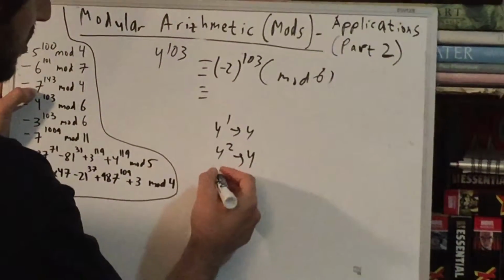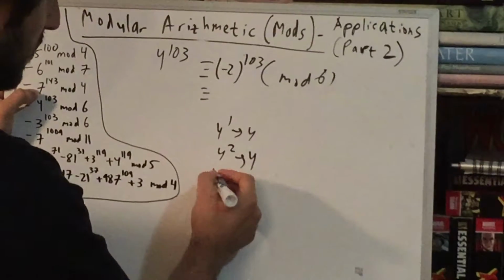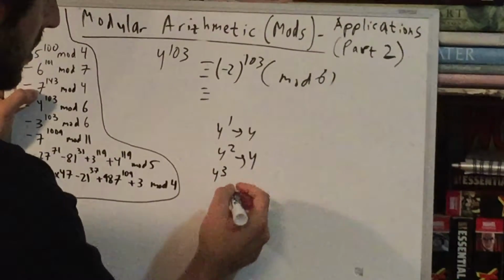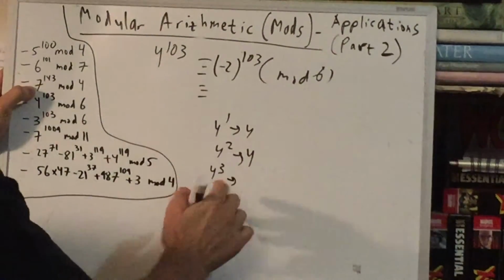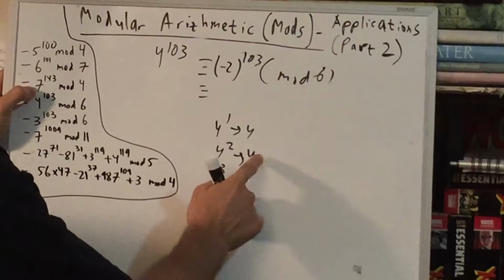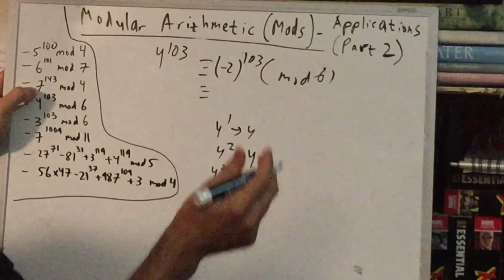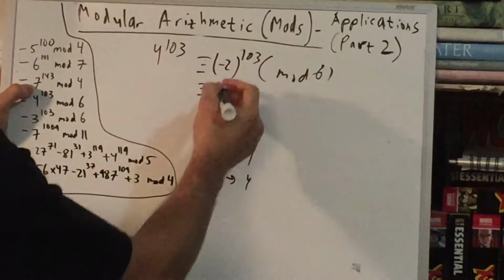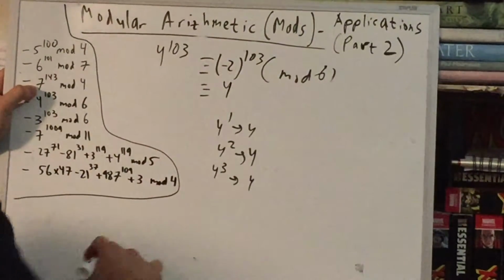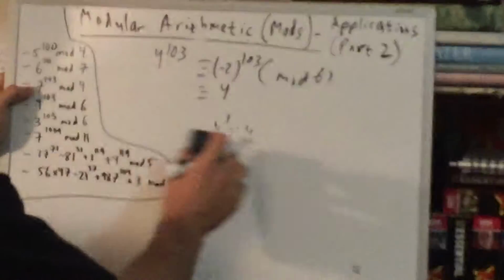Let's try it again, just so we can get the hang of things. 4 cubed is going to be this 4 times another 4, 16. In other words, it's always 4. So no matter what the power, we're done. The answer is 4. All right, let's go to the next one.